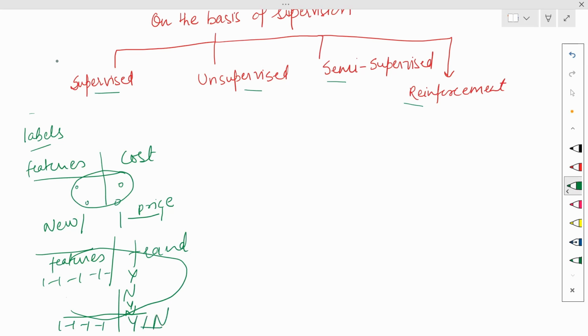If we look at these two examples, in this case we are predicting some value, while in this case we are classifying the results into two classes, yes or no. So these are the two categories of supervised algorithms. The cost of car example comes under the regression problem, while fraud detection comes under classification.